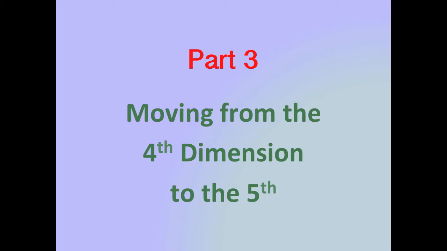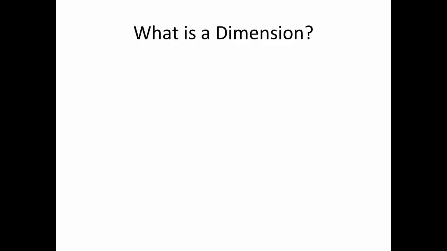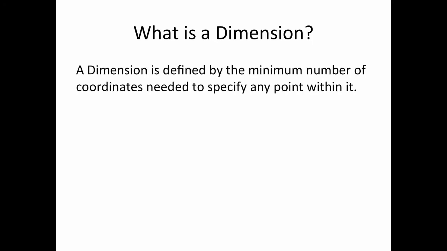So what in heaven's name am I talking about? Here we have to do a little bit of math. I know you ladies will love this, right? Alexis might. So what is a dimension, if we're going to talk about fourth to fifth? A dimension is defined by the minimum number of coordinates needed to specify any point within it. Does that make you glaze over? Nope. And it's pretty simple.